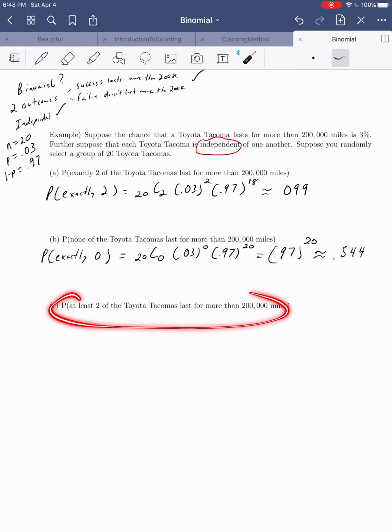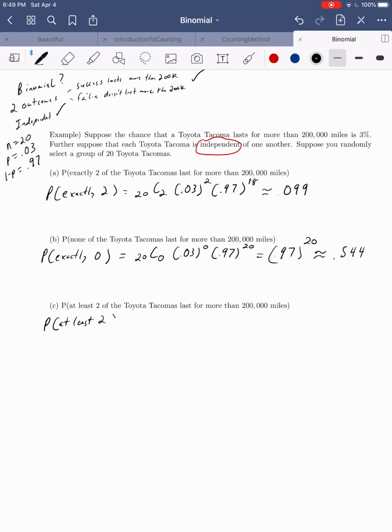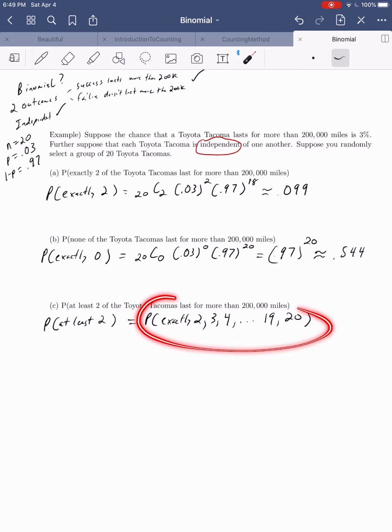All right, last one. The probability that at least 2 of them last for more than 200,000 miles. So what's at least 2 here? At least 2 would be, well, it could be exactly 2. That would be at least 2, or 3, or 4, or down to 19, or all 20 of them. So if we do it this way, we'd have to do 1, 2, 3. It looks like we'd have to go all the way down to like 19 different computations to do that. We're going to try to use that complement rule again, right? There's too many things to add up there.